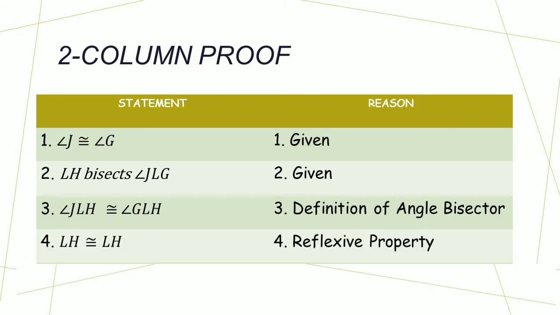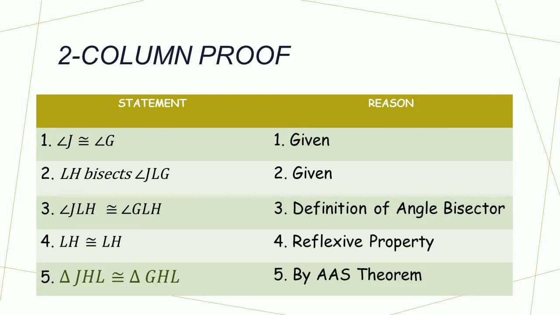Number 4, we have LH is congruent to LH. The reason is reflexive property. Therefore, triangle JHL is congruent to triangle GHL by AAS theorem.